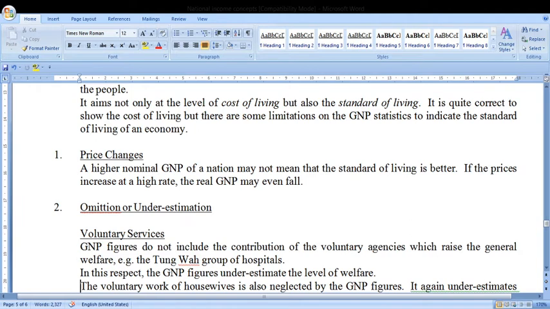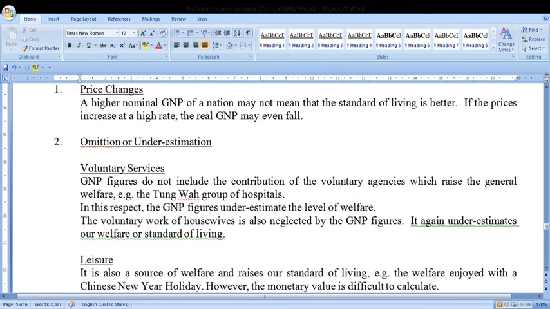What is that? Voluntary services. GNP figures do not include the contribution of voluntary agencies which raise general welfare. Example, some hospital groups, whatever it may be. Okay, in this respect GNP figures underestimate the level of welfare. And then voluntary work of the housewives is also neglected in the GNP figures. It is our underestimation of our welfare or standard of living.